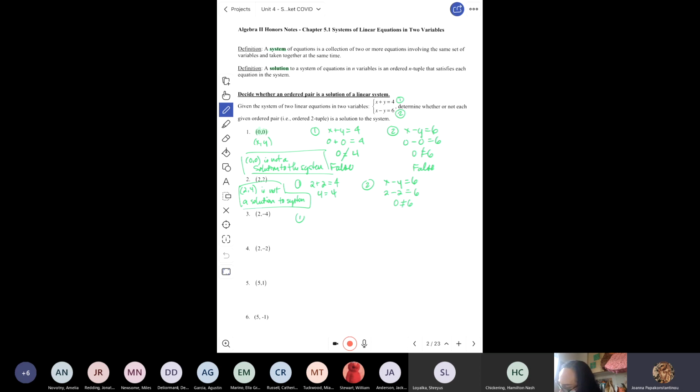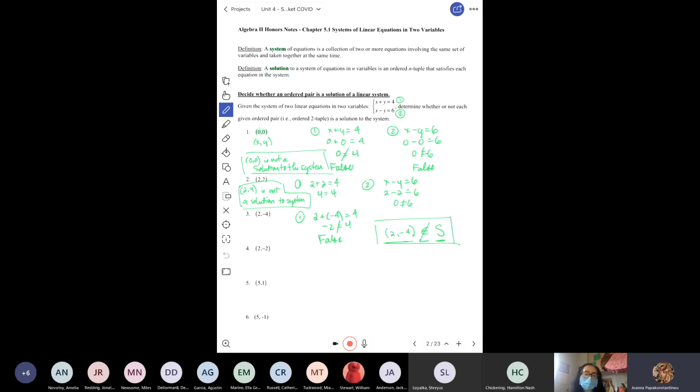Okay, if I start substituting into equation 1, 2 plus a negative 4 equals 4. As soon as you get a contradiction, you know it cannot be a solution. So 2, negative 4, let's look at a different notation, is not an element of the set of solutions, where S is the set of solutions. That little E symbol is "an element of." So if you write it, the point 2, negative 4 is not an element of the solution set.